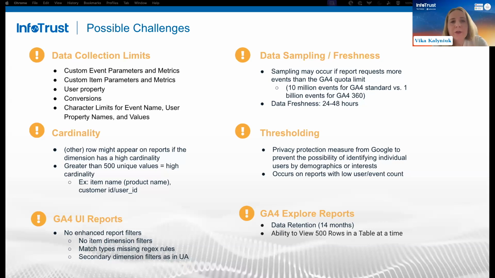Sometimes the use of view filters and a combination of all those factors will contribute to sampling. However, there are instances when using filtered views, segments, long date ranges, and custom reports may still have an impact on a low traffic site. Overall, sampling may occur if reports request more than the GA4 quota limit. For standard it's 10 million events in GA4, while for 360 it is 1 billion events.